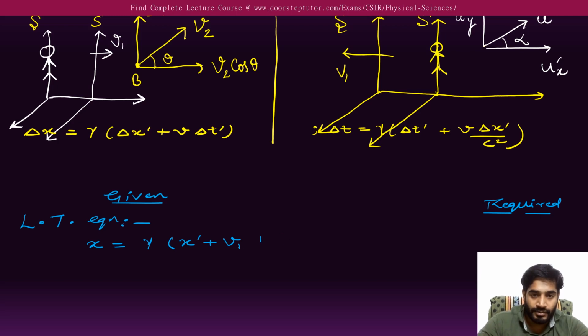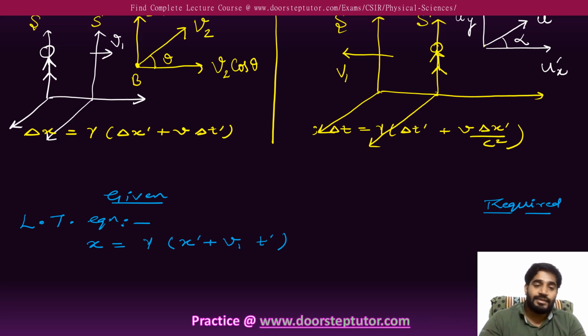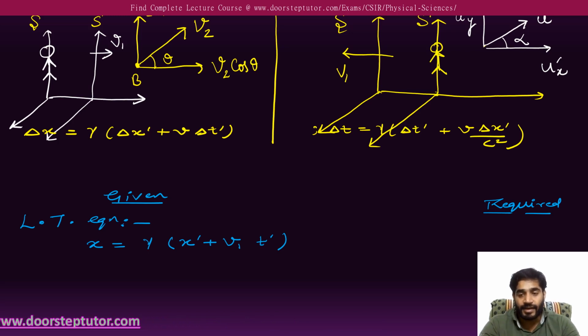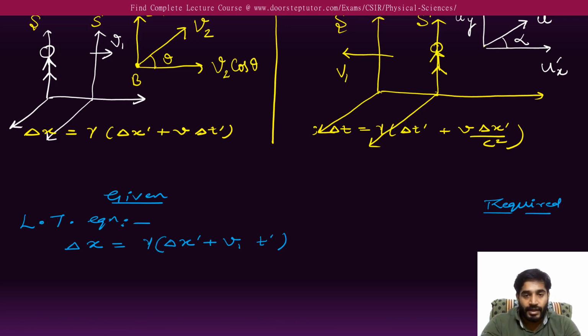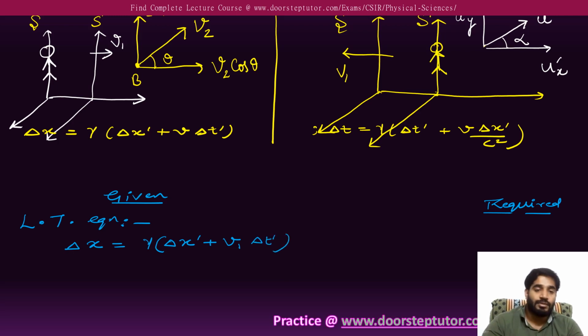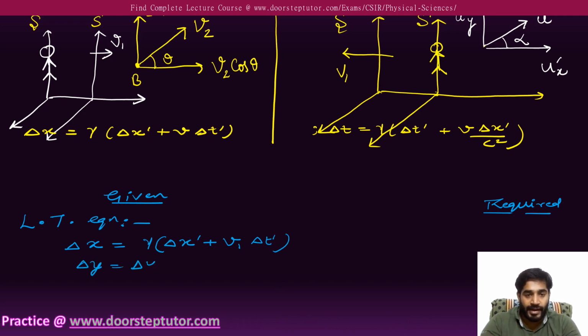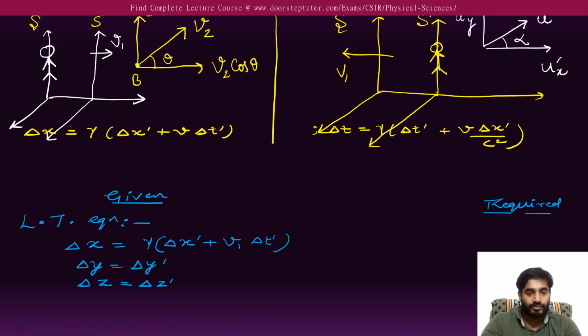Now see one thing, we will see a slight change. A slight change means the position is changing in x, x dash and time. So if it is delta x, then it is also delta x dash, and there is delta t dash. Similarly, delta y is equal to delta y dash, and delta z is equal to delta z dash.